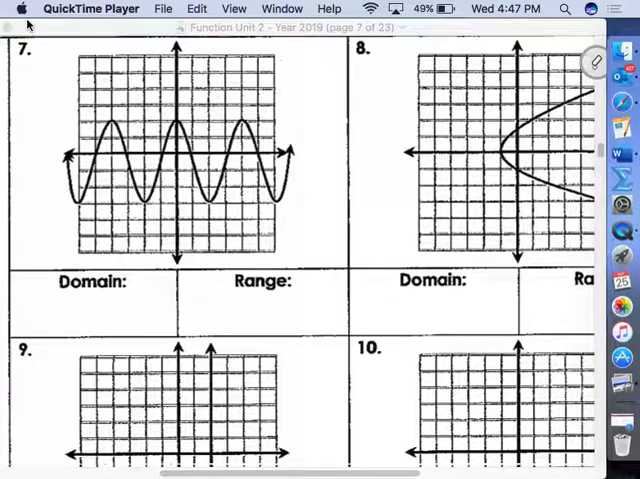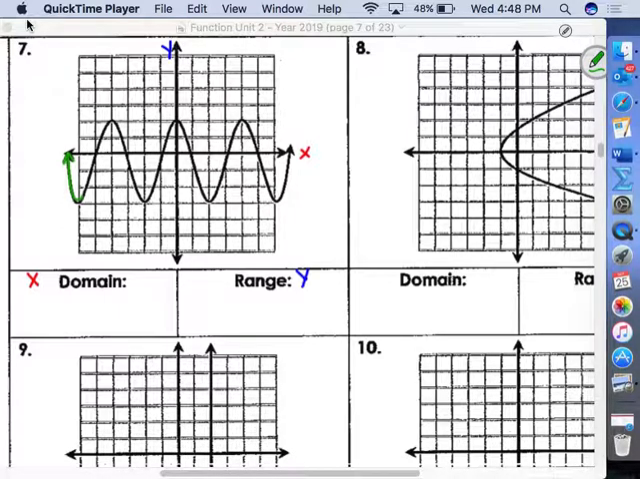This video is going to explain how to find the domain and the range of a continuous graph. So I'm going to analyze the graph in number 7 first, and remember that the domain is associated with the x values. Here's my x-axis, and the range is associated with my y values. Here's my y-axis.